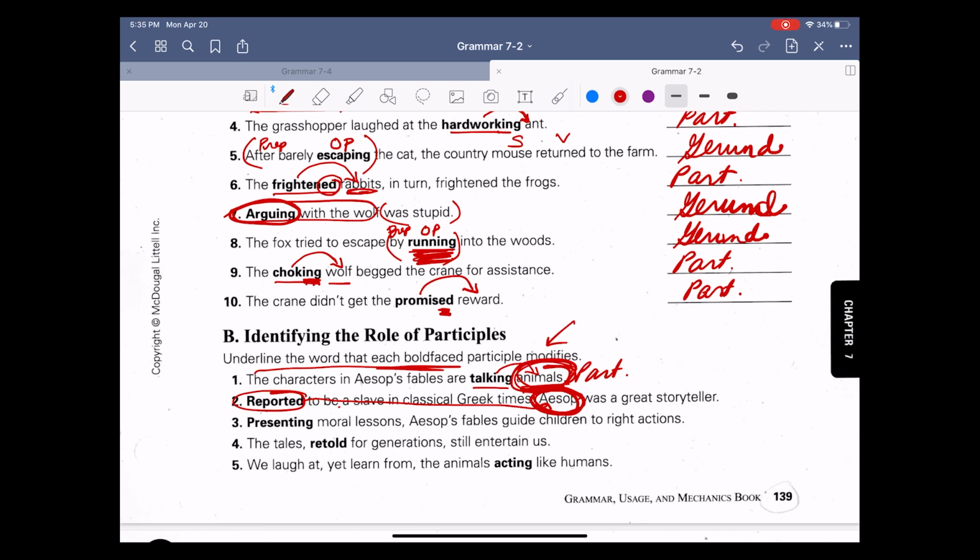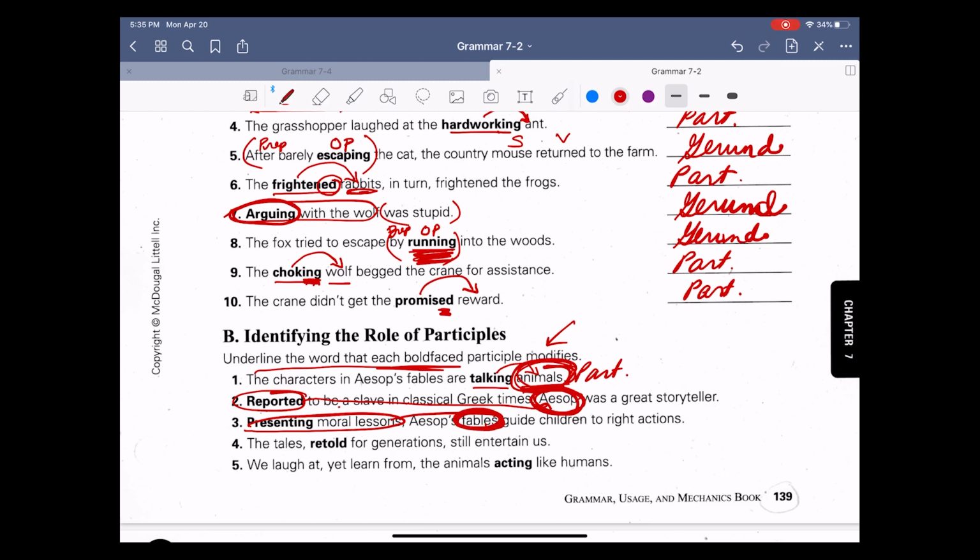So you can ask yourself a question. What are moral lessons being presented by? How are they being shared? Well, they're through the fables. Presenting moral lessons is describing fables. So number 3 is fables.